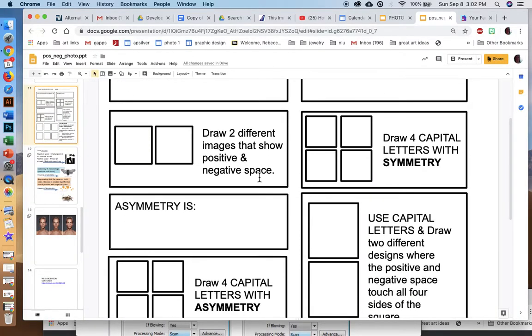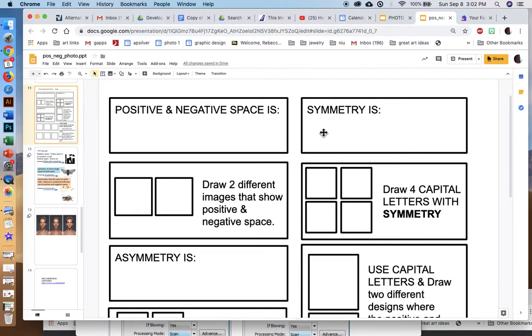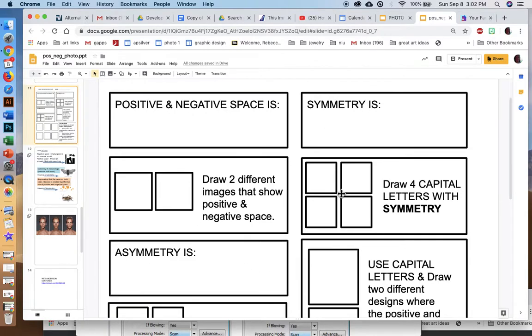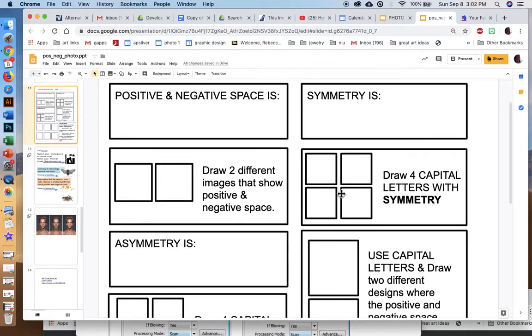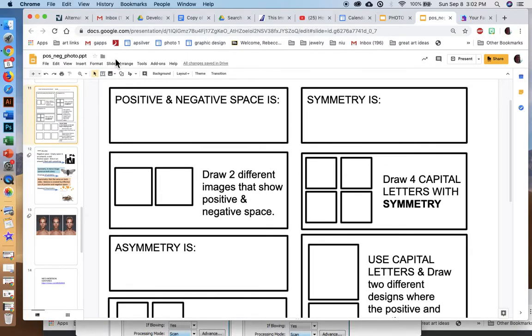So for the worksheet, coming back to here, write down the definition of symmetry, write down the definition of asymmetry, and then here the challenge is just to draw 4 capital letters with symmetry. So for example, it's kind of obvious, right? If it's the same thing on both sides, it's symmetrical. So if I start with the letter A, obviously, and I know you know this already, that's obviously symmetrical, right? So that's an example of symmetry, right?